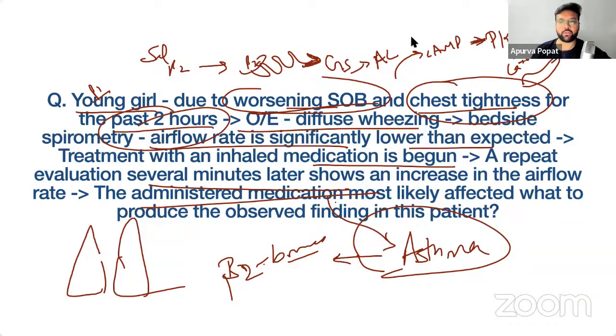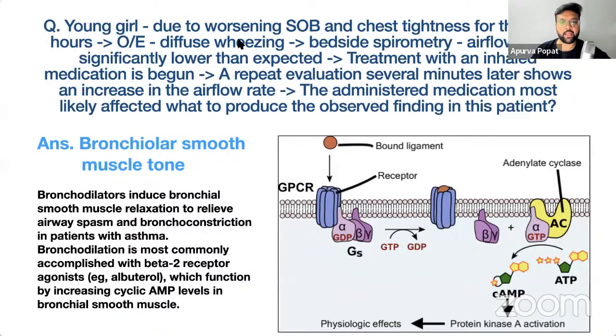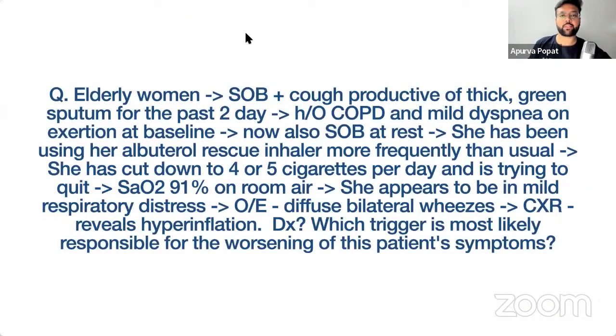So here is your diagram. Your cyclic AMP will be activated and it activates protein kinase A, which will do phosphorylation of the protein in such a way that there will be smooth muscle relaxation. So there will be smooth muscle relaxation after giving beta 2 agonist. Is it okay with everyone? All right. Yes, sir. So next question.